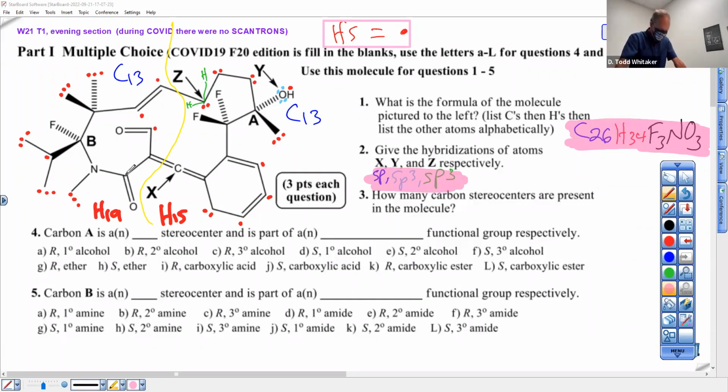Not for carbon. All right. So it's just the A and the B that were stereocenters. That's it. Just 2. There's your answer. 2.